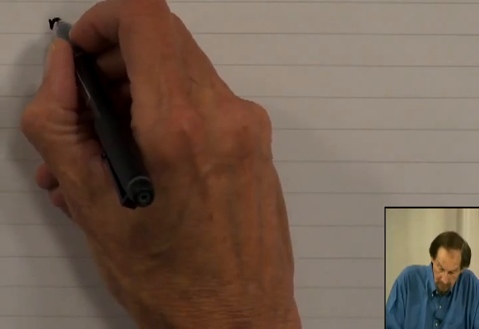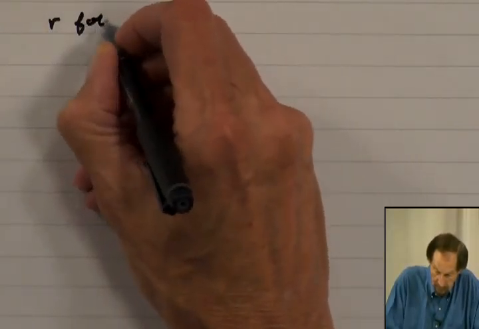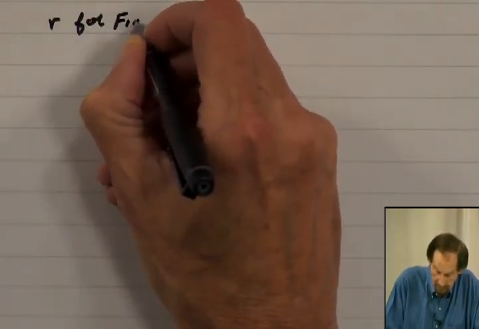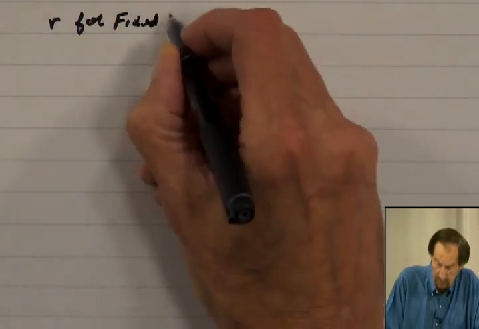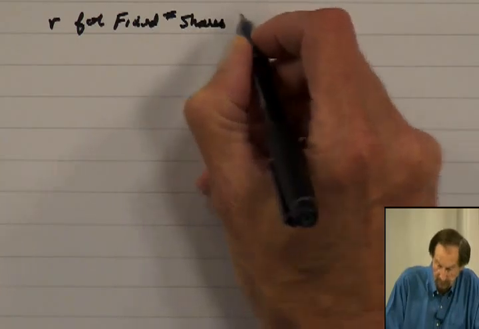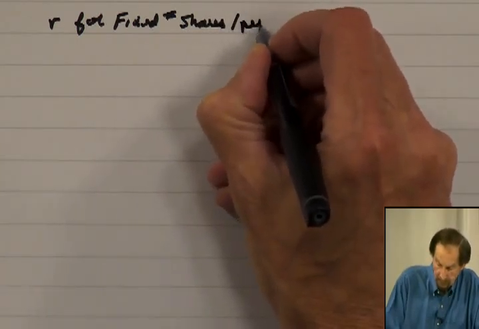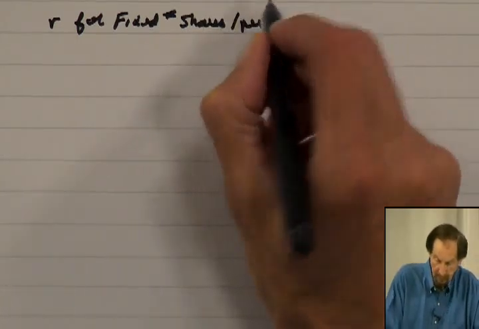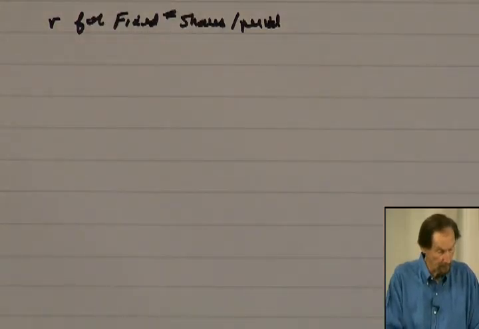Now let's look at R for fixed number of shares per period. And our period is a month. Okay. Well, let's calculate that.